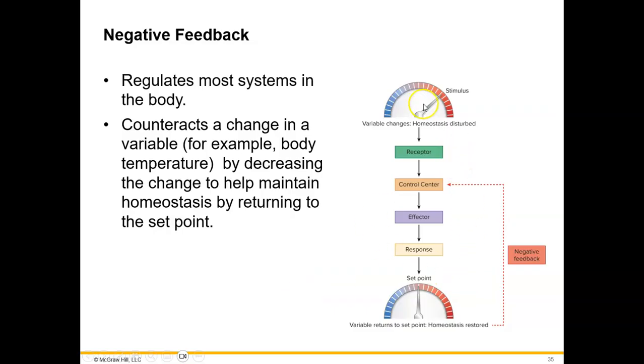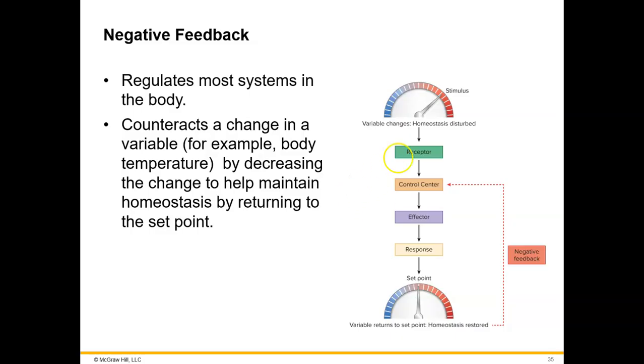So let's say that a receptor detects that your body temperature is too high. The control center, which is the hypothalamus in the brain, receives that information and sends the response information to the effector. So one effector would be your sweat glands. Your sweat glands will increase production of sweat, and the sweat will evaporate, and your body will cool off.